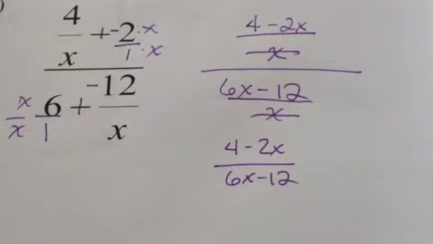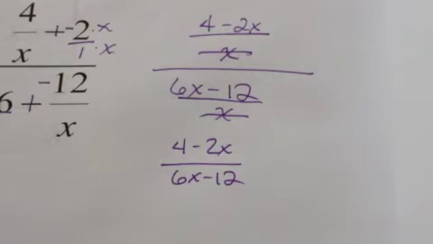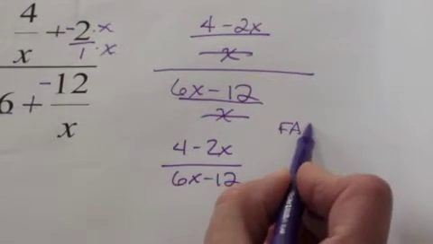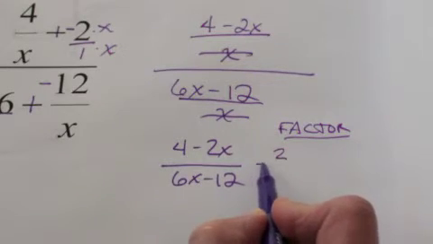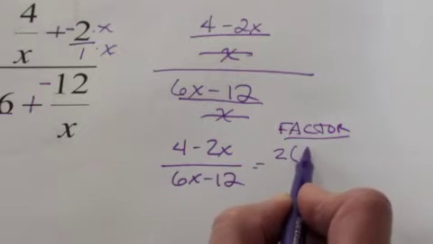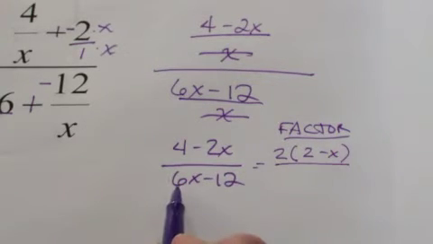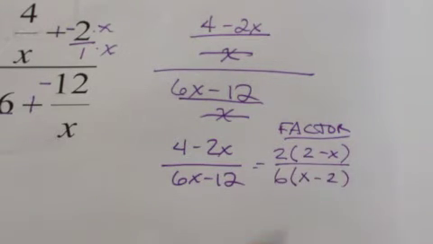Now that's our simple fraction, so we need to reduce. The first step in reducing, of course, is always factor. Okay, so we factor each part. GCF for this guy, 2 goes into both 4 and 2, so we're left with 2 minus x. And what goes into these? 6, duh. 6 goes into both this 6 and 12, so we're left with x minus 2.